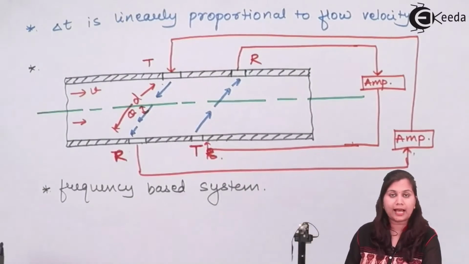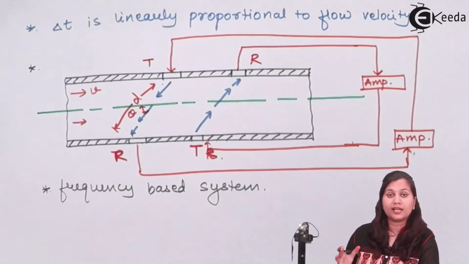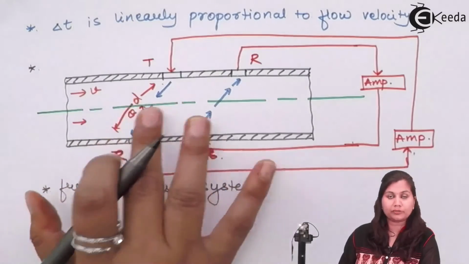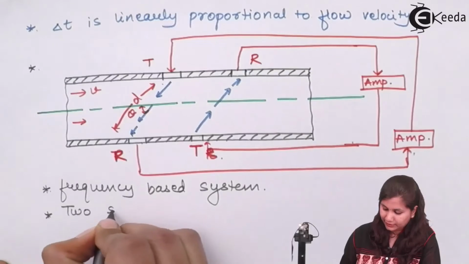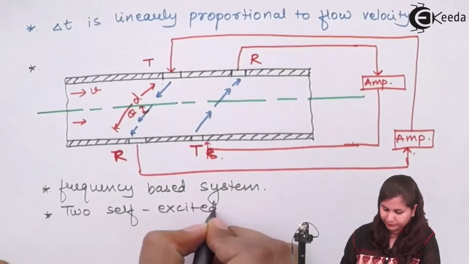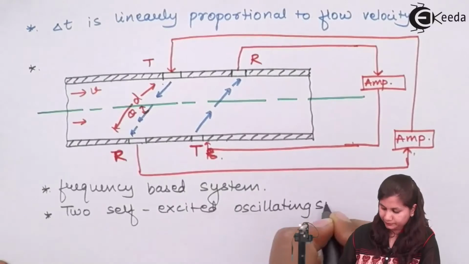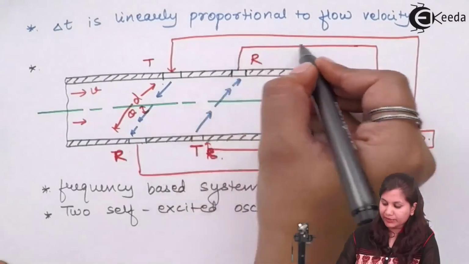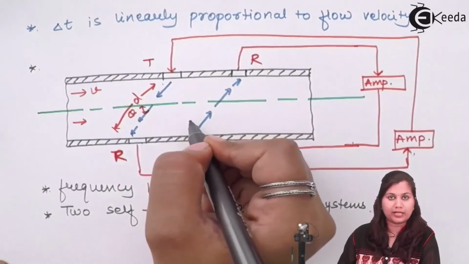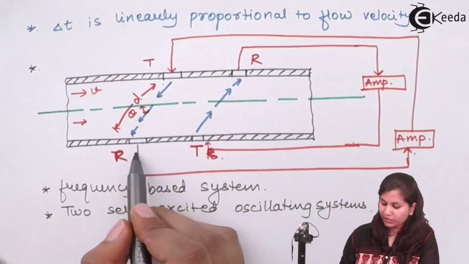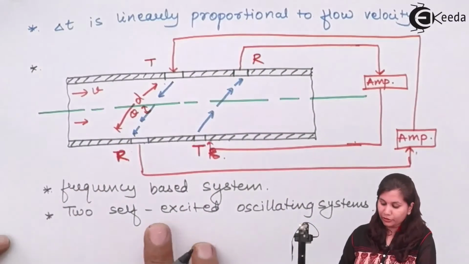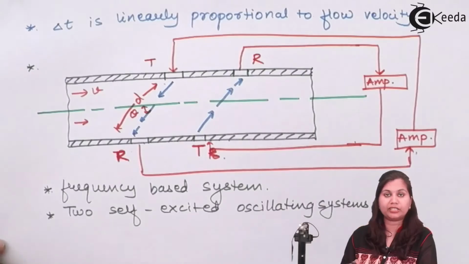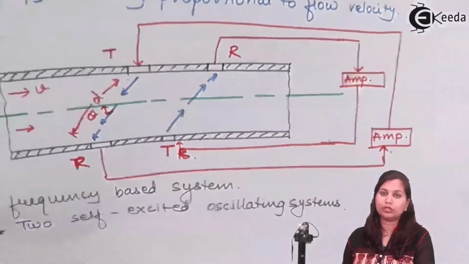As the flow rate changes, the frequency shift also increases. So this is based on the measurement of the frequency difference. Here we are using two self-excited oscillating systems, where the receiver is providing the feedback to the transmitter. Here also you can see that the receiver is providing the feedback to the transmitter. So there are two self-excited oscillating systems where the feedback is provided by the receiver to the transmitter.